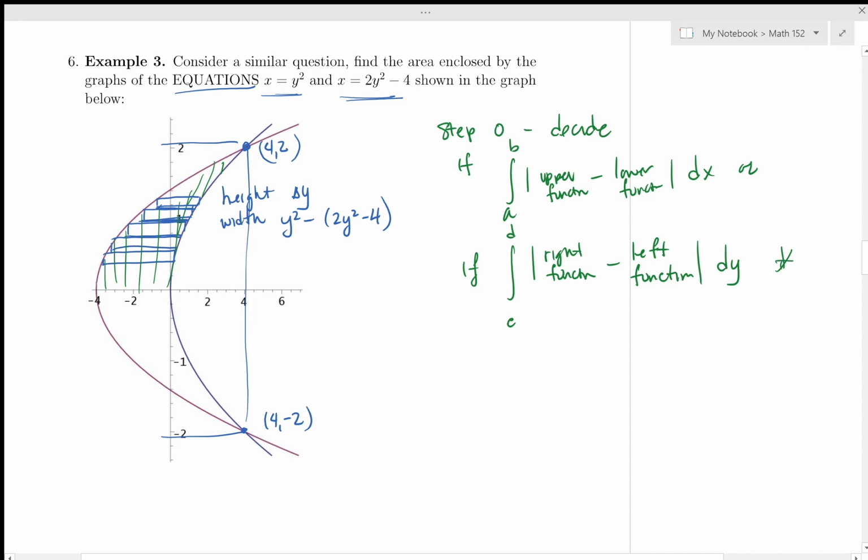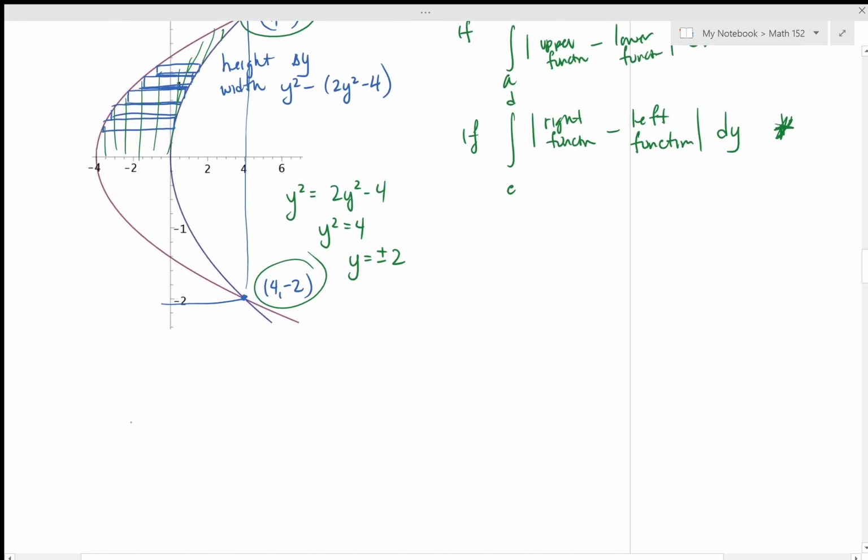Okay, so we need to make that decision, and in this case we're going to be using this second one. We haven't seen an example like that, so we still have to find the intersection points. I mean, they're on the graph there, but we would find those by setting y squared equal to 2y squared minus 4, and then noticing that that means y squared has to equal 4, so y is plus or minus 2. That gives us the intersection points. Now I'm going to set up the integral in this manner. The area between these two curves is going to be the integral from minus 2 to 2. So I'm integrating starting with these rectangles down here, and I'm moving the whole way up, and that's going to be y squared minus, that is the right function minus the left function, and I'm integrating with respect to y.